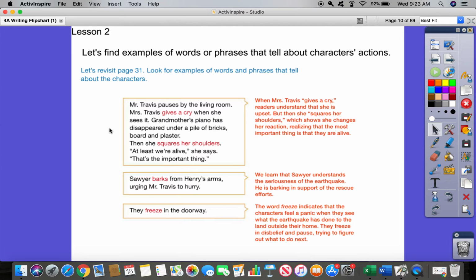Mr. Travis pauses by the living room. Mrs. Travis gives a cry when she sees it. Grandmother's piano has disappeared under a pile of bricks, board, and plaster. Then she squares her shoulders. "At least we're alive," she says. "That's the important thing."